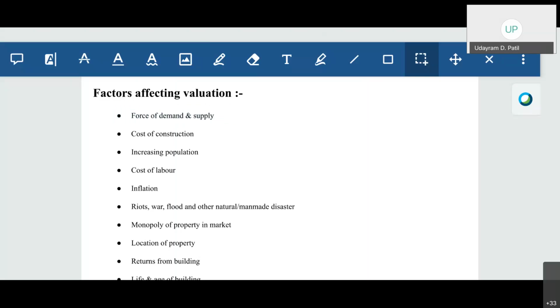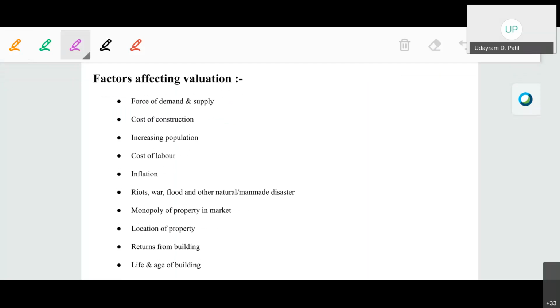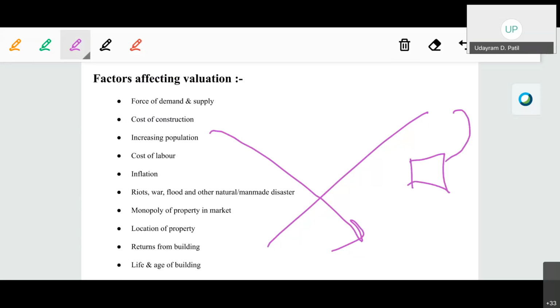Depending upon the number of buyers available and the number of sellers available, that is the market trend, the value of the property will be decided. If the demand is higher whereas the supply is lower, in that case the property will be sold at a higher value, because the demand is very much higher whereas the supply is too low. The sellers are very few, whereas buyers are eager to buy any property. Therefore, a certain property will be sold at a higher value.